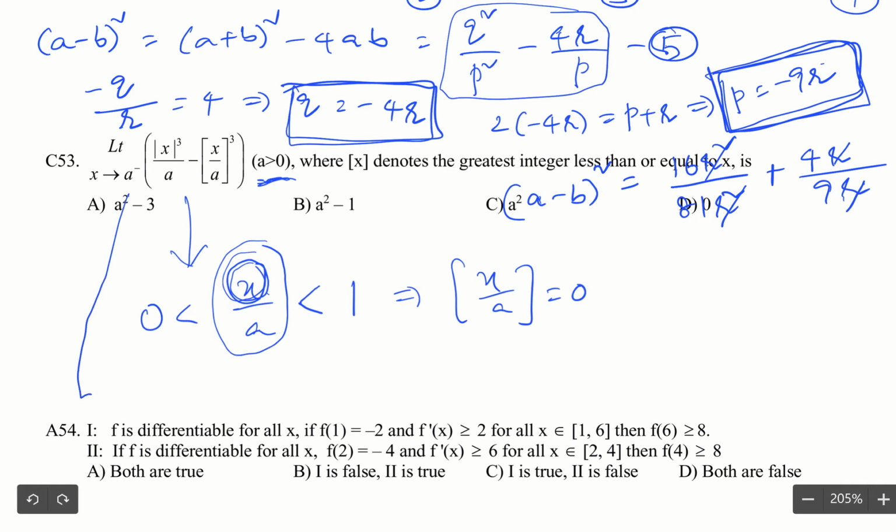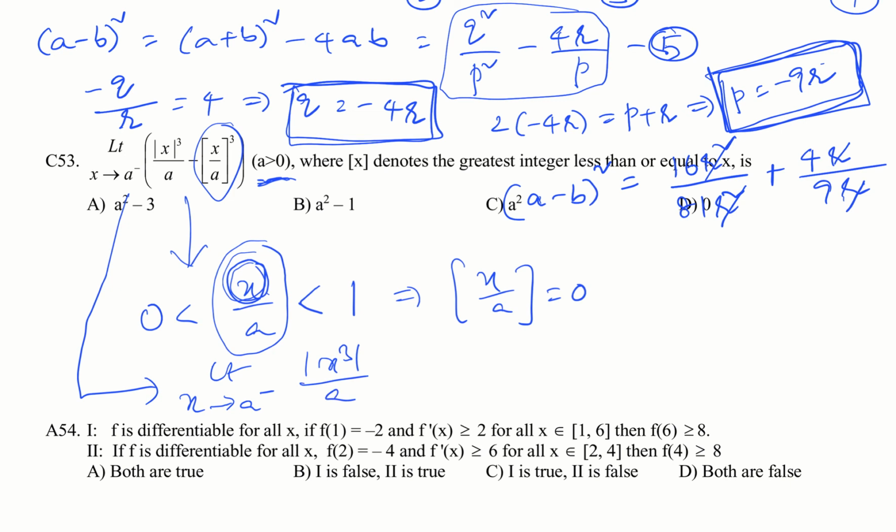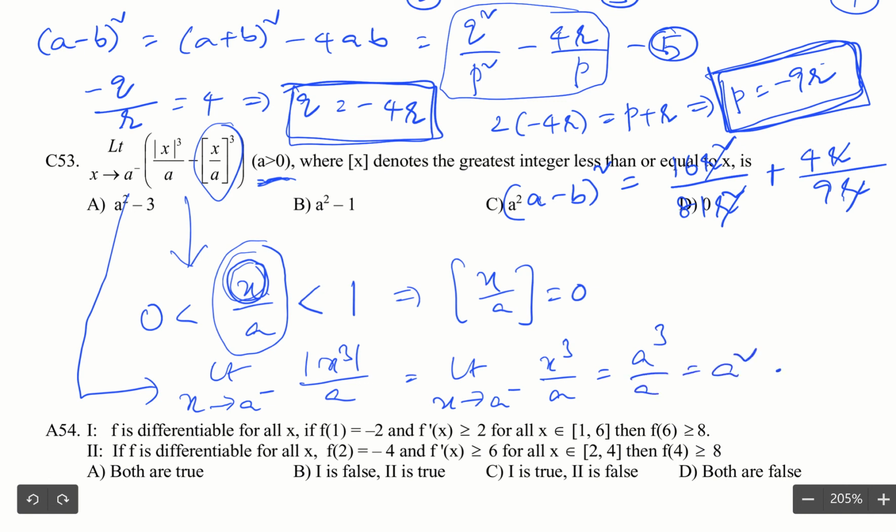It means that the integral part of x by a is 0 all the time when x is close to a. So in this limit, before taking the limit itself, this is always equal to 0 in a neighborhood of a. So I have the limit as x tends to a from the left of mod of x cube by a, because that part is 0. As we said before, x is close to a means x is positive, so I don't need mod there. I can simply write x cube by a. So applying limit, I'll get a cube by a, which is nothing but a square.